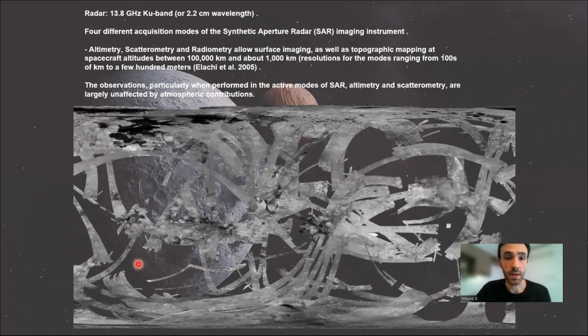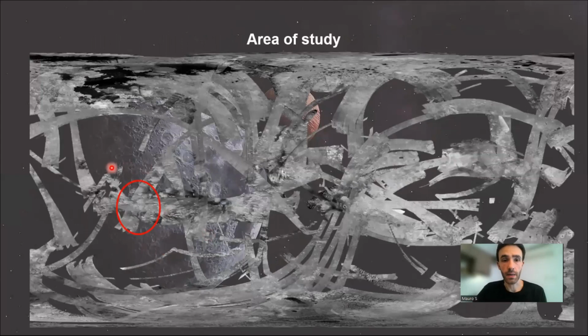So let's say we want to make a study of this particular area. You can see that there are some overlapping flybys. Each of these stripes is one image.